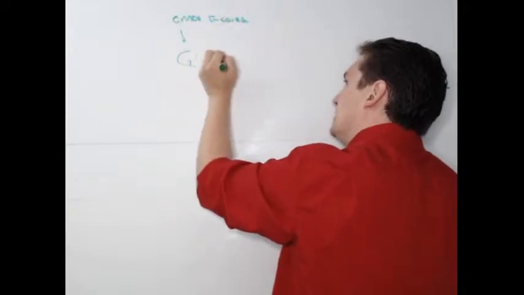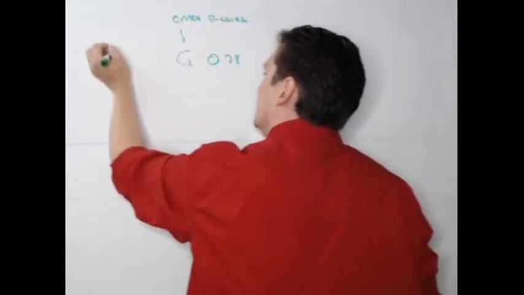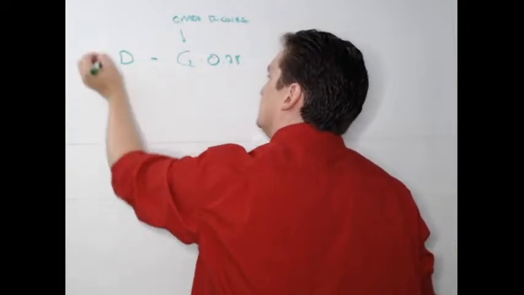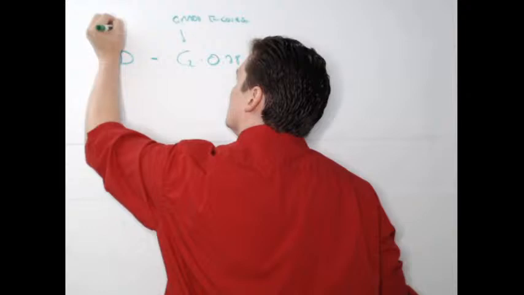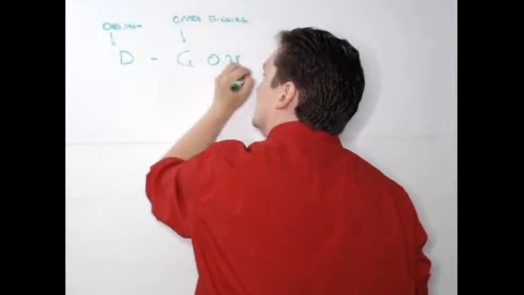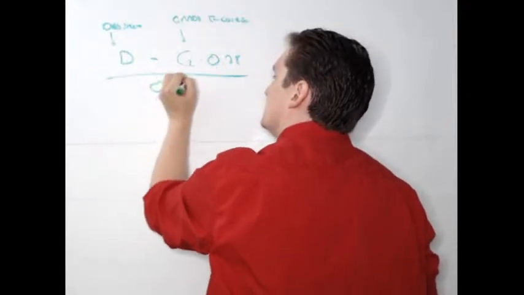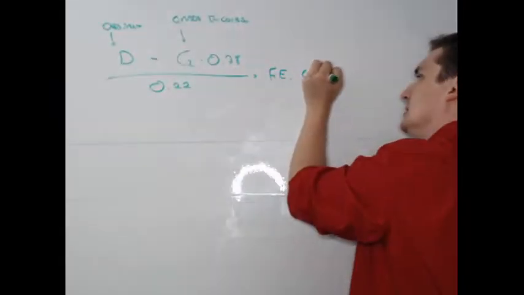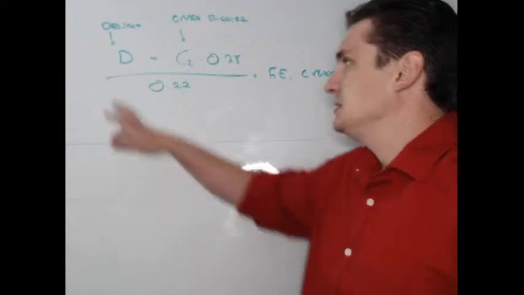Take your grade, multiply by 0.78. And we'll say D here is the desired grade. Divide by 0.22. And that'll be the final exam grade. So if you want an A in the course, D here is a 90.